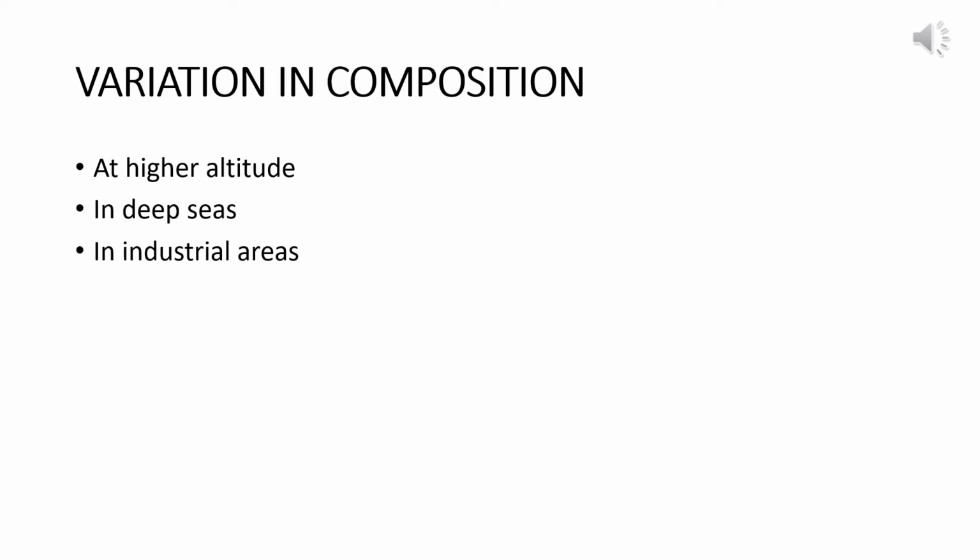But if we see an area with a lot of greenery around, it will have all of these gases in very, very less amount. So the variation in composition of the air can be seen depending on different situations or locations.